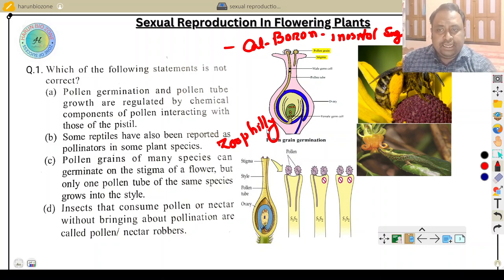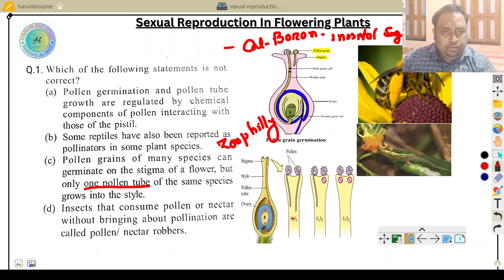Pollen grains of many species can germinate on the stigma of a flower, but only one pollen tube of the same species grows. Here, this is the mistake point. How many pollen tubes grow depends on the genotype of the flower. Say, for example, this is the stigma, this is the pollen tube growth. If the pollen grain contains S3 and S4 alleles and the carpel contains S1 and S2 alleles, meaning different alleles, then both the pollen tubes grow.